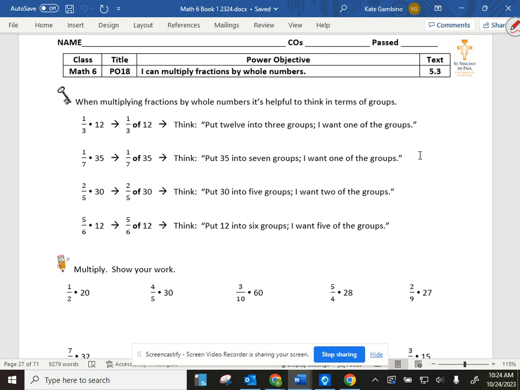So if we put 12 into 3 groups, so if I have 1, 2, 3 groups, now I'm going to do 1, 2, 3, 4, 5, 6, 7, 8, 9, 10, 11, 12. Each of my groups is going to have 4 in them. And I want one of my groups. So one group has 4.